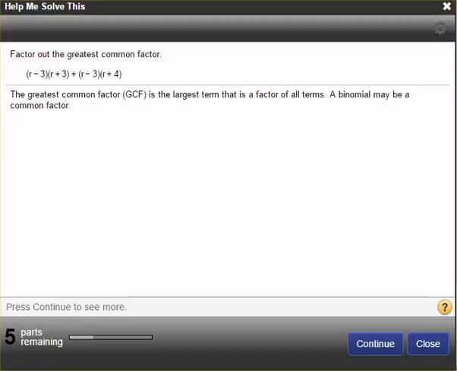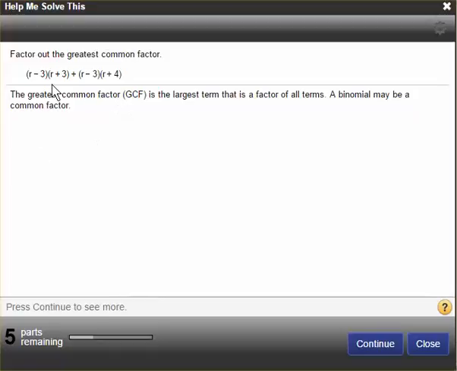This is a second problem from section 5.1, a little more complicated example of factor by grouping. So you can see the problem right here. It says factor out the greatest common factor, and you actually have a binomial times a binomial plus a binomial times a binomial. So it's a little bit different than what we've seen before.